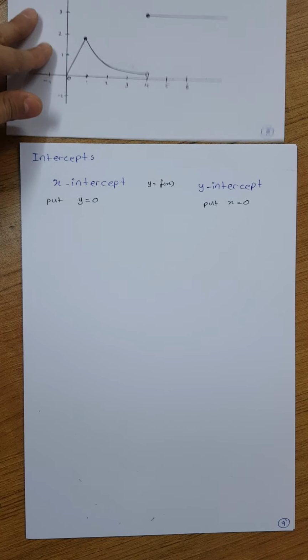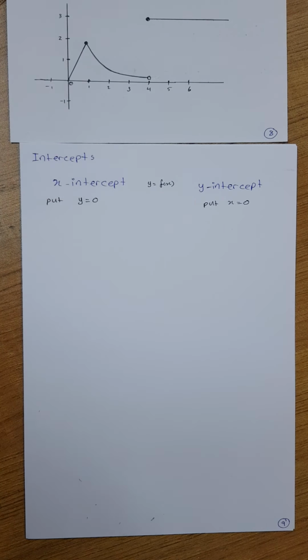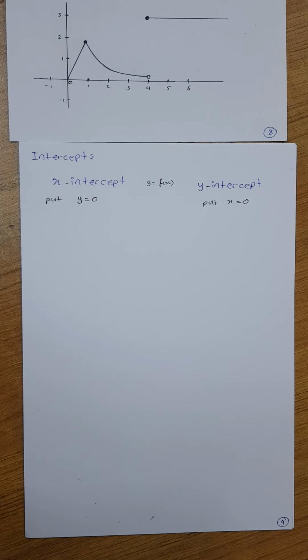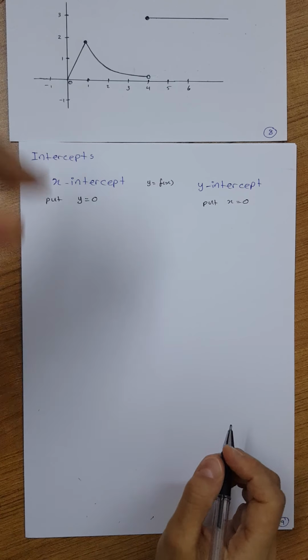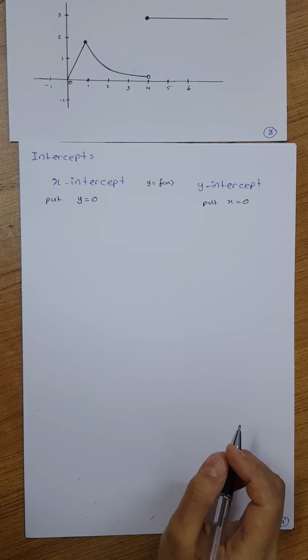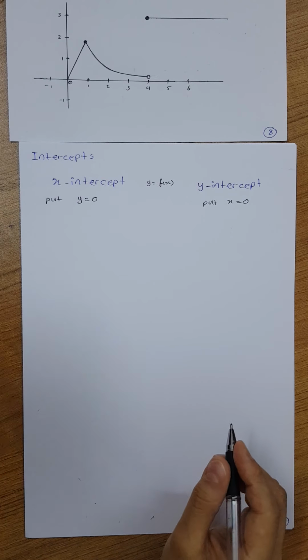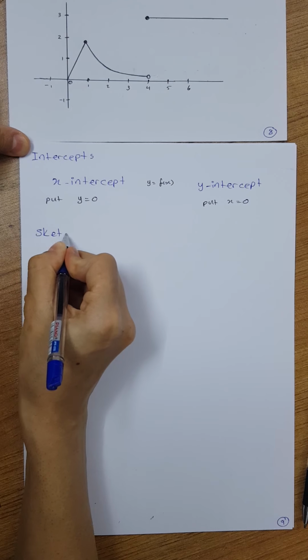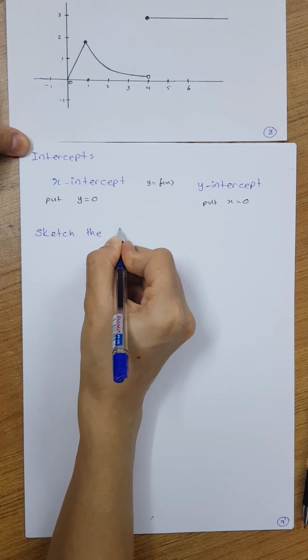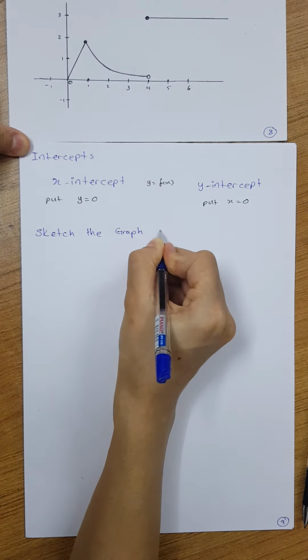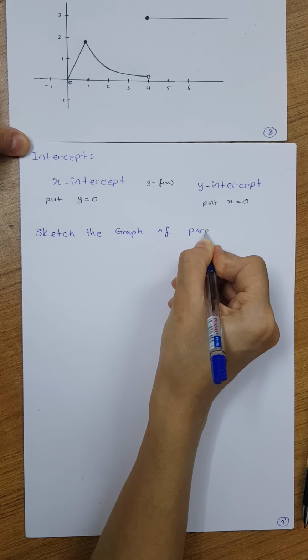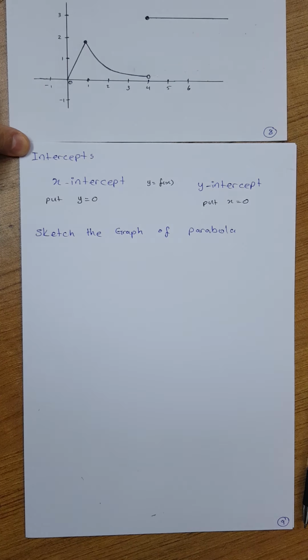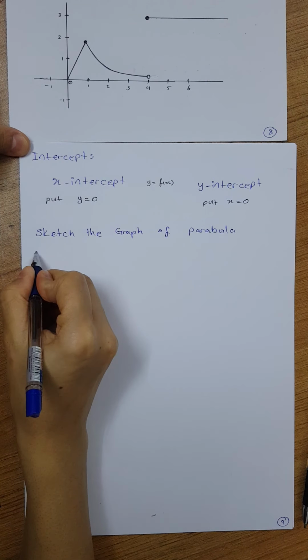We have got another way for sketching the graphs of parabolas. I mean the functions of degree 2, where the power of the x that we have got is equal to 2. So how do we sketch the graph of parabolas? The highest degree in the polynomial is equal to 2. We have got 3 steps.